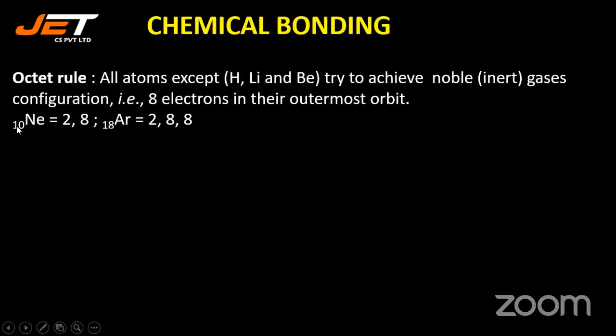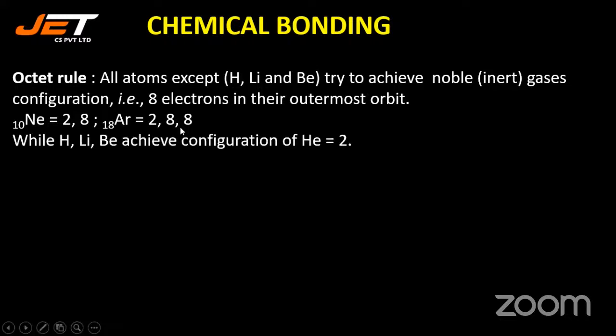So neon is 10, so 2, 8. Argon is 18, so 2, 8, 8. These all are inert gases. See, they have 8 electrons in their outermost shell. But hydrogen, lithium, beryllium, I have already mentioned, they don't have 8 electrons in their outermost shell. Their outermost shell is filled up. That is why they are gaining stability. Except these three, all try to have 8 electrons in their outermost shell.